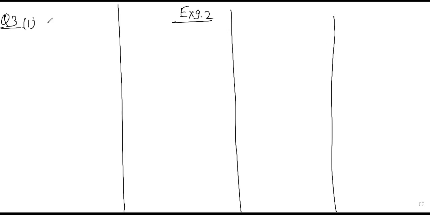First part: 9 upon 2 into minus 7 upon 4. Okay, so as I told in the previous class, the rule of sign convention: when a negative rational number is multiplied with a positive rational number, the answer will always be negative. Now just focus on the numerators' multiplication and the denominators' multiplication. 9 sevens are 63, 2 fours are 8. No need to worry about anything.